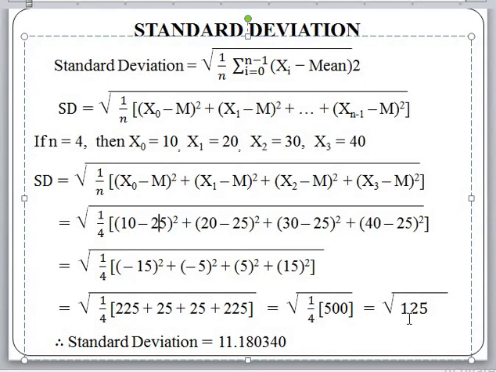So altogether it is the square root of 125. The square root of 125 is nothing but 11.180340, the standard deviation in floating value. After the decimal, we have to consider 6 digits in the float representation. That's why when we do the calculation, we consider 6 digits after the decimal point. So it is 11.180340.